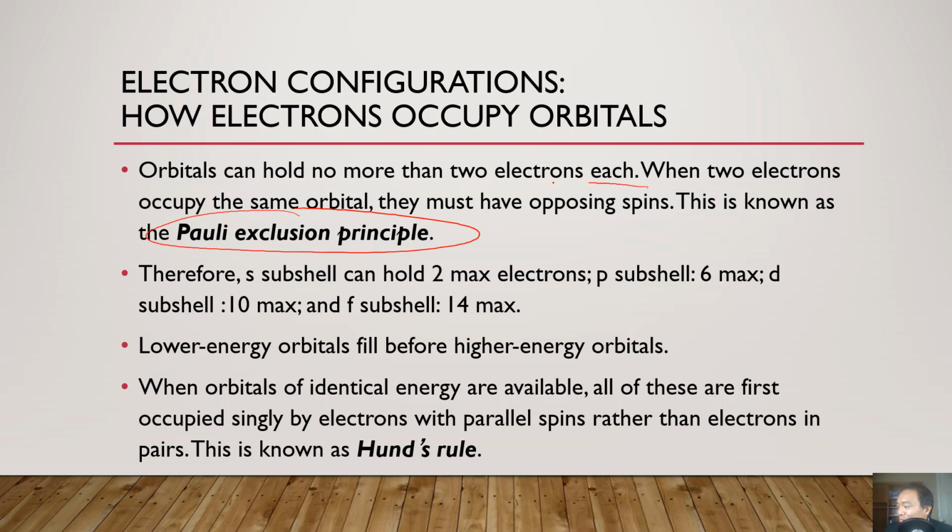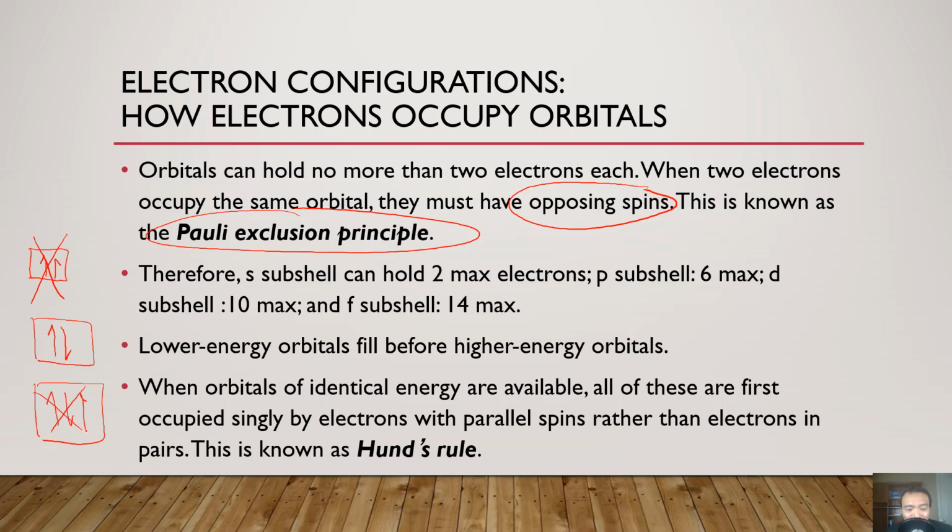Not only can you have 2 max, but those 2 electrons in the same orbital must have opposing spins. For example, if I use this box to represent one orbital, and I put one electron in, spinning up, then the next electron cannot spin up because that's wrong. The Pauli exclusion principle tells you if one spins up, the other one, if you want to put it in, would be spin down. If you put 3 electrons in, that's impossible. Putting a third one in is also a violation of the Pauli exclusion principle.